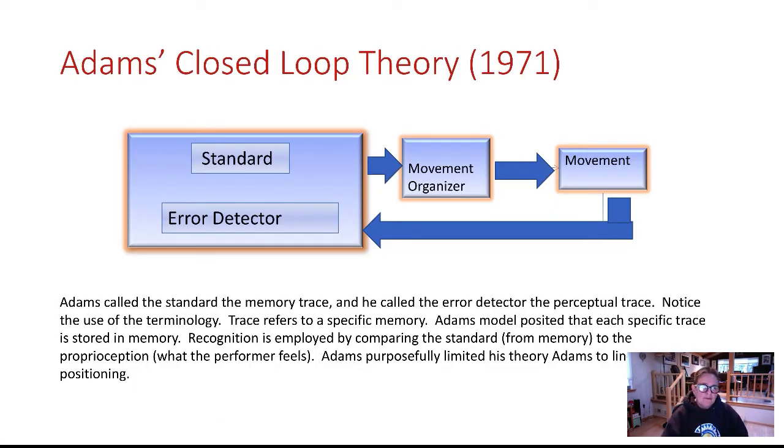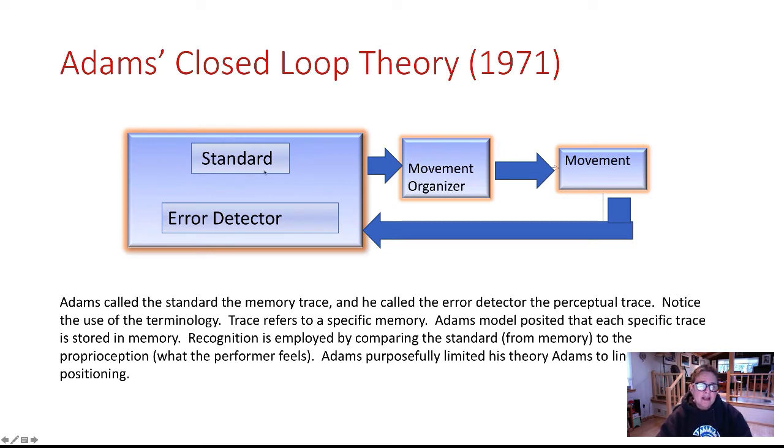Well, this idea about recognition actually connects to the very first theory that we're going to talk about in motor learning, which is called a closed-loop theory of motor learning. It was written by a man named Jack Adams. In 1971, it was published. And basically what you see here is that there is a standard. I want you to notice that the standard in Adams' theory is called the memory trace.